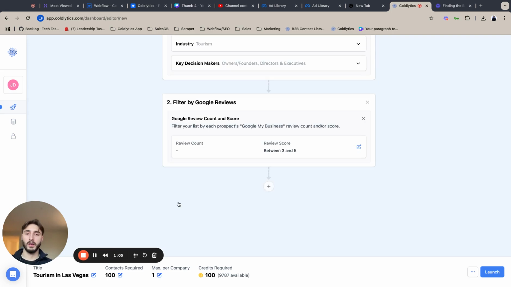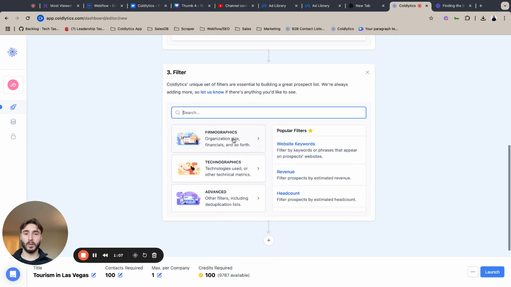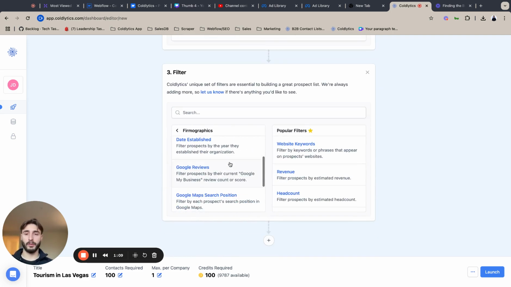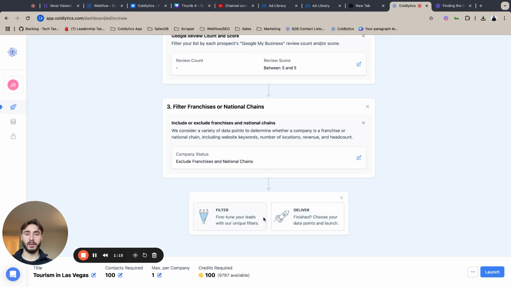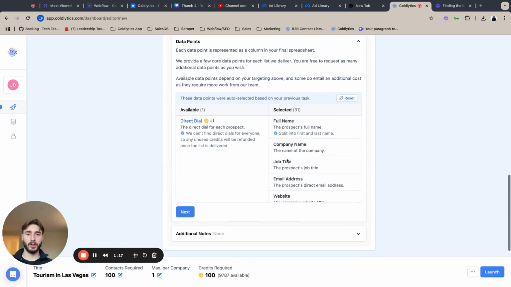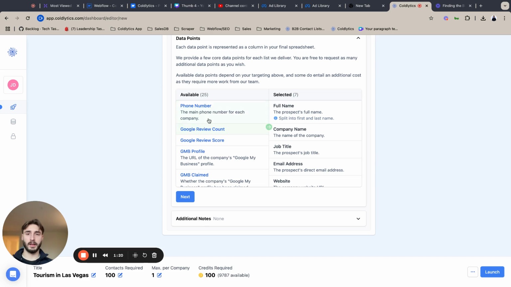Benefit to you. And our next one is we want to filter out any franchises or national chains, so I'm just going to exclude franchises and national chains. And finally, we're going to move on to our deliverables. We're going to reset these data points.